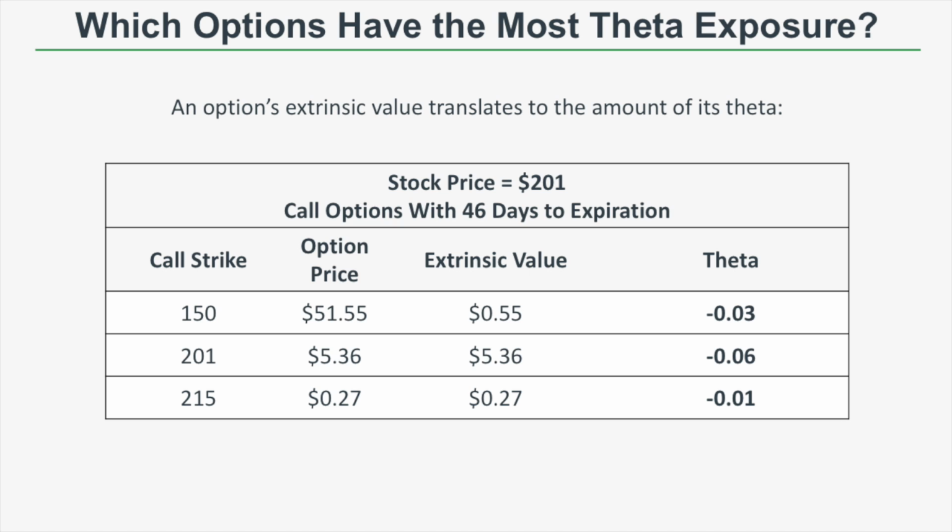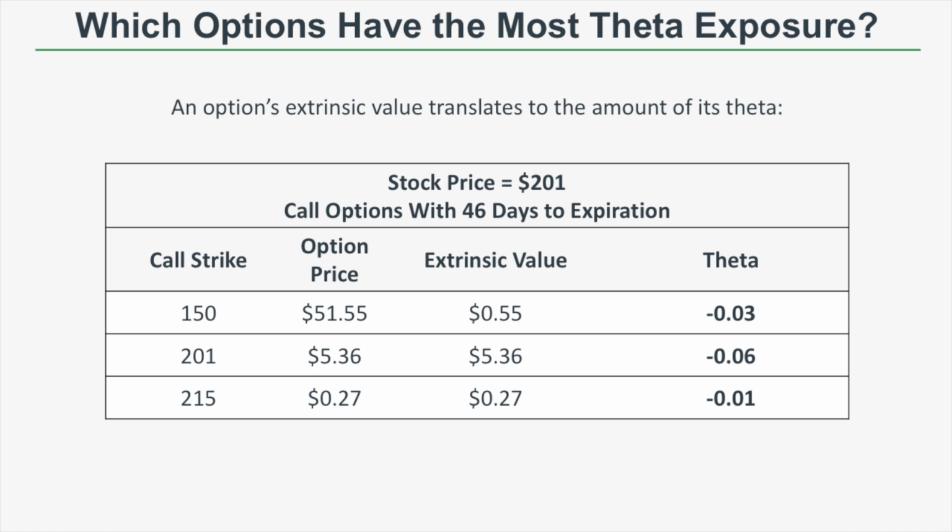Now if we look at the 201 call, that option is worth $5.36. Now 100% of that option's price is extrinsic value. So that option has $5.36 of extrinsic value. And as we can see here, the theta is twice as much as the in-the-money option at negative 0.06.